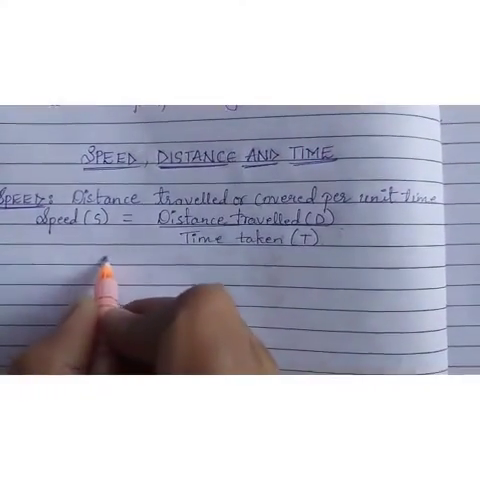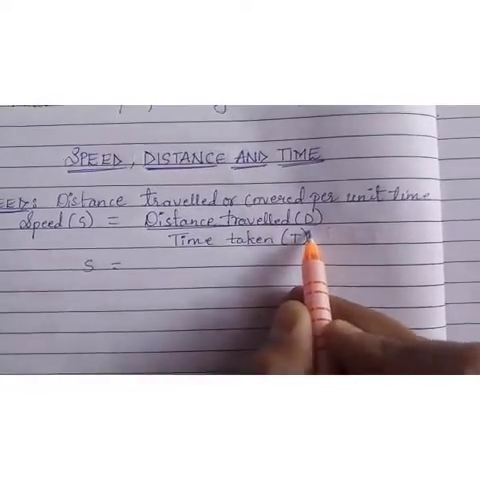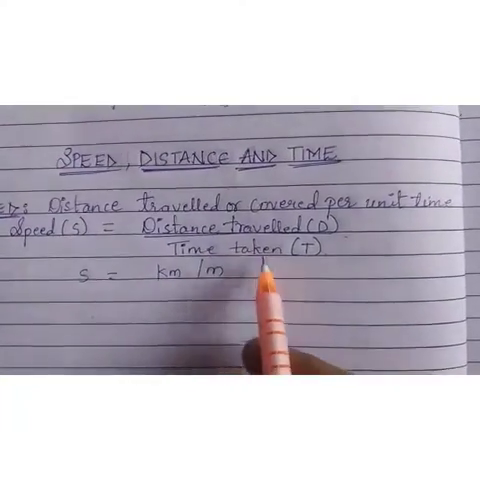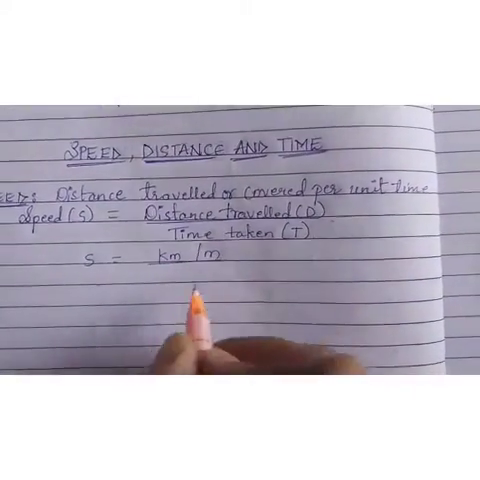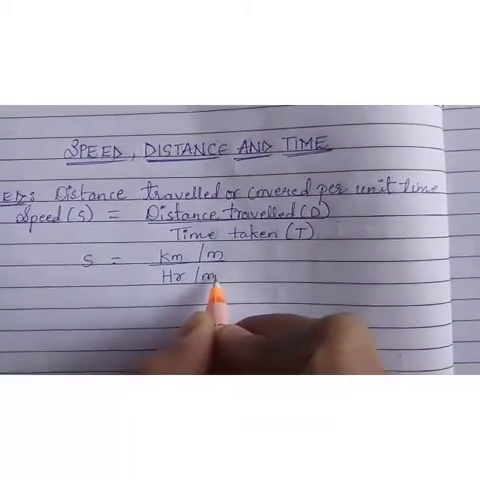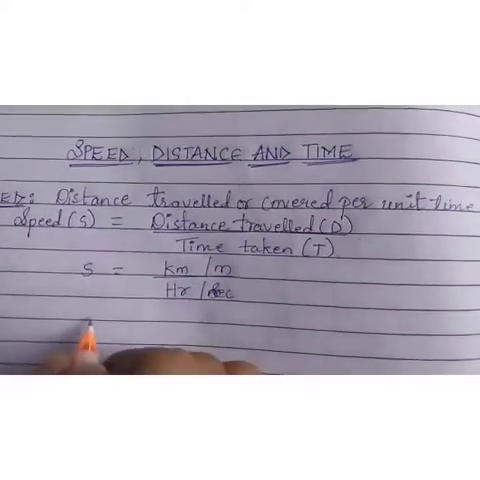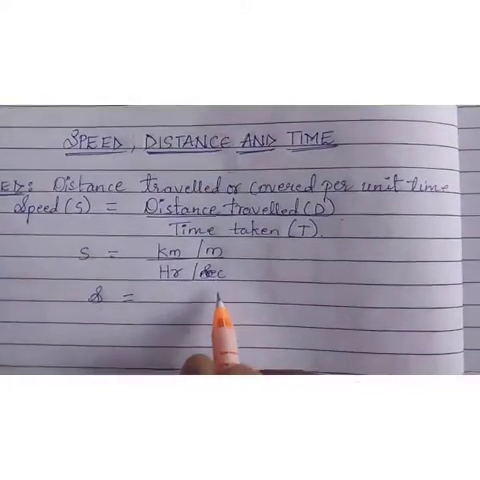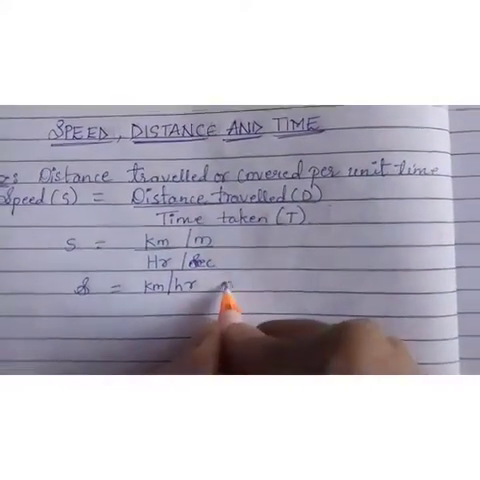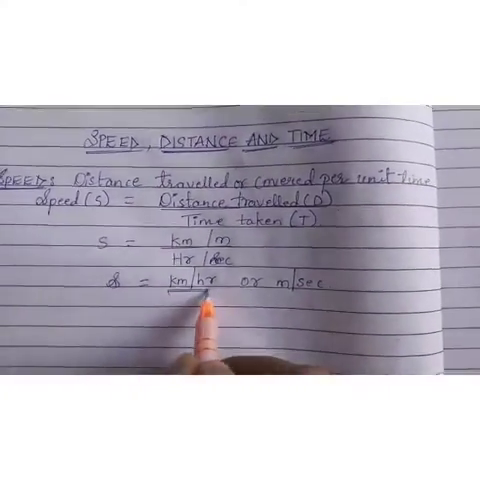So children, speed, distance, how will we measure distance? That is based on kilometers or meters, isn't it? Time taken, T. So time, how will you measure? It is in terms of hours or in terms of minutes and seconds, isn't it? So in general we can give the unit of speed as kilometers per hour or meters per second. So this is the unit for speed.